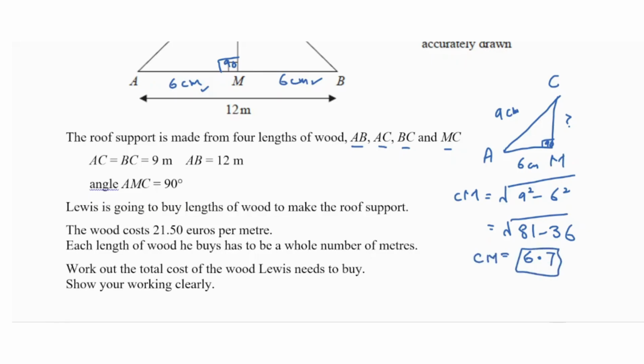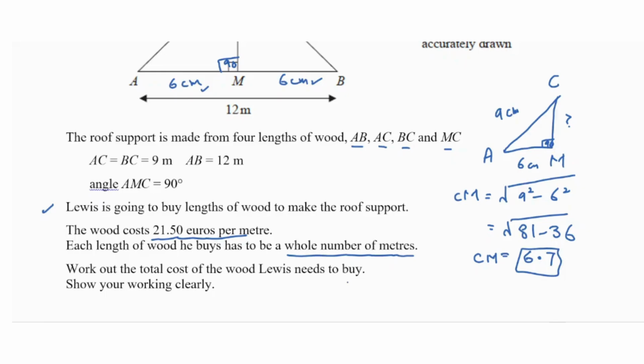Now we're going to look at the next part of the question. We're up to here. Louis is going to buy lengths of wood to make the roof support. The wood costs 21.50 euros per meter. Each length of wood he buys has to be a whole number of meters. It means we can't buy 6.7 meters. So work out the total cost of wood Louis needs to buy.